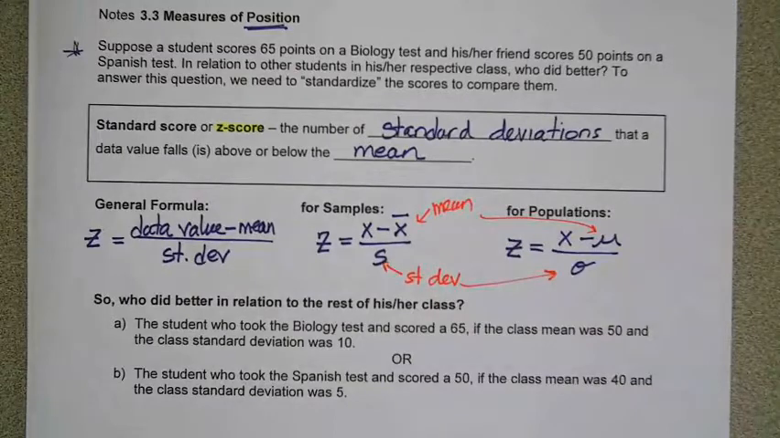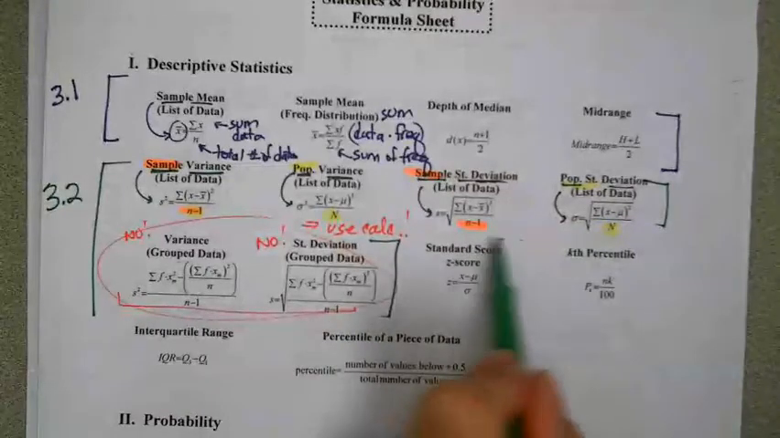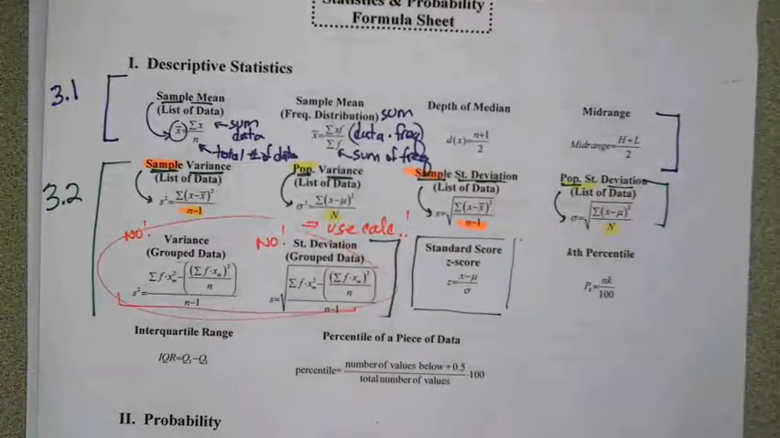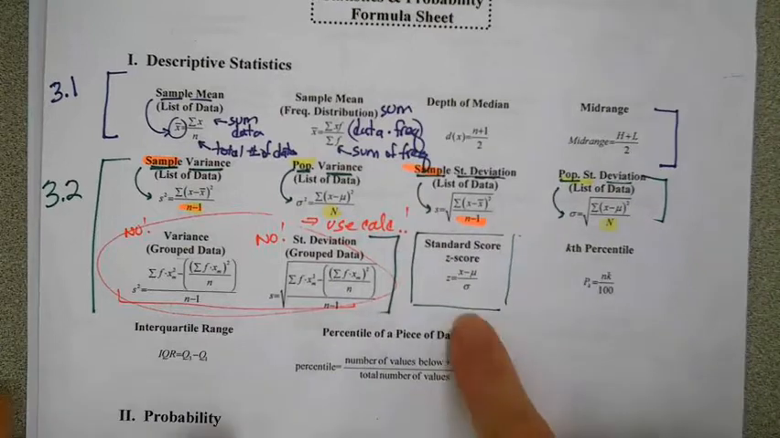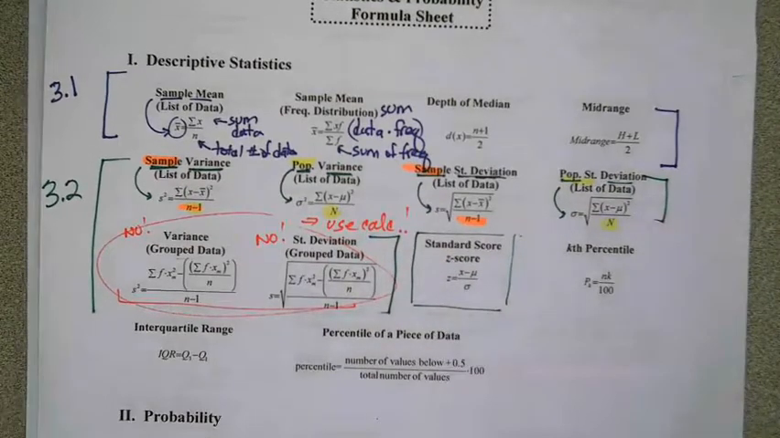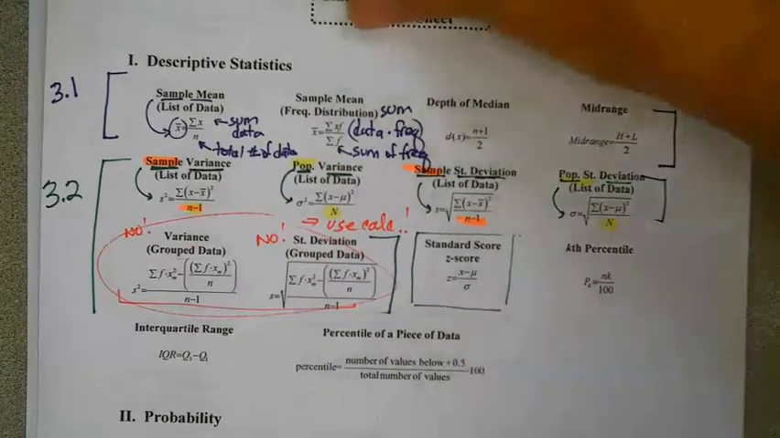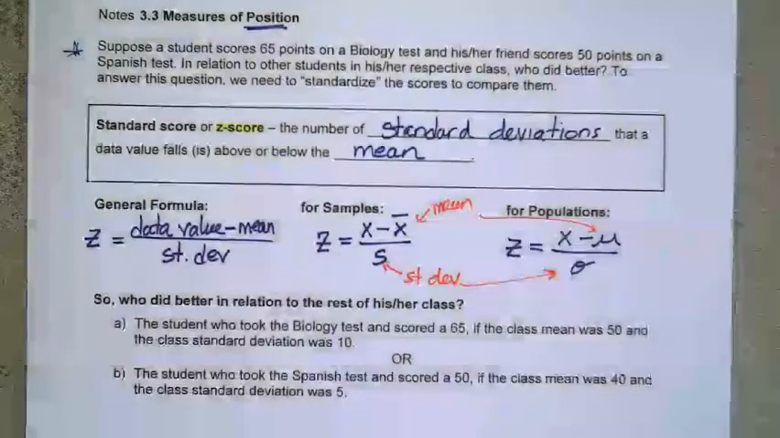If you reference your formula sheet, here we are on the formula sheet. They call it standard score or z-score, and the formulas are right there. Most students, because we use this one a lot, get it fairly easily memorized, but if you ever get a little confused, you can reference it there. Again, you have to know your symbols. So there's your standard score.